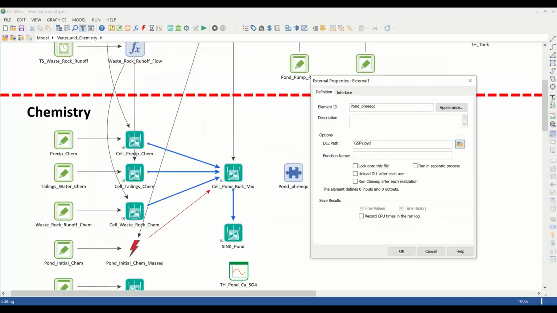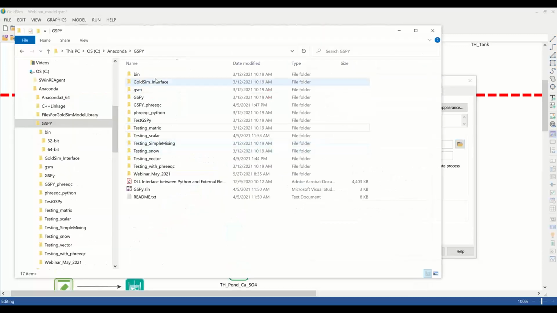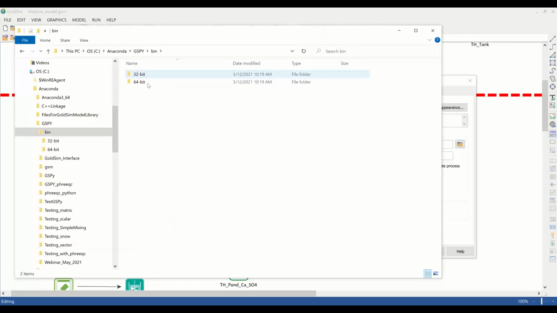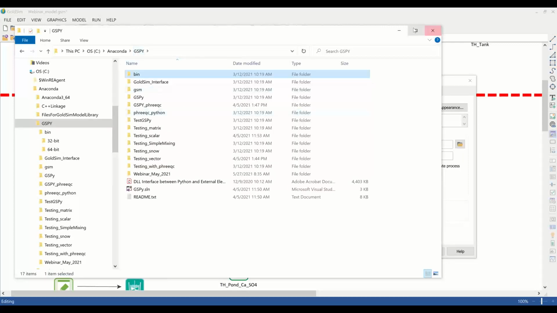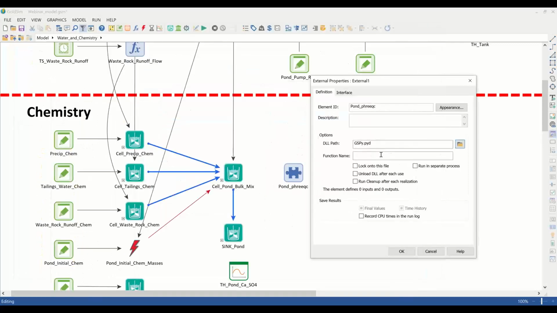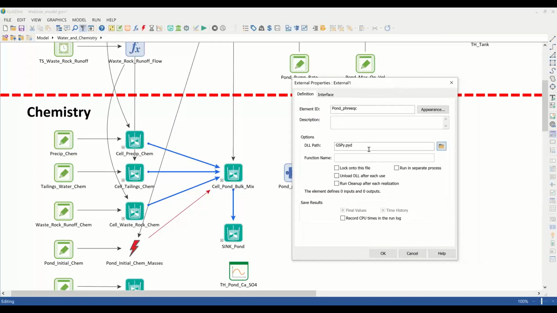If I actually went to my file system, you can see they go into a directory called bin, and there's a 32-bit version of the .pyd file and a 64-bit one. I'm using the 64-bit one in this particular case. So I've got the path set up.